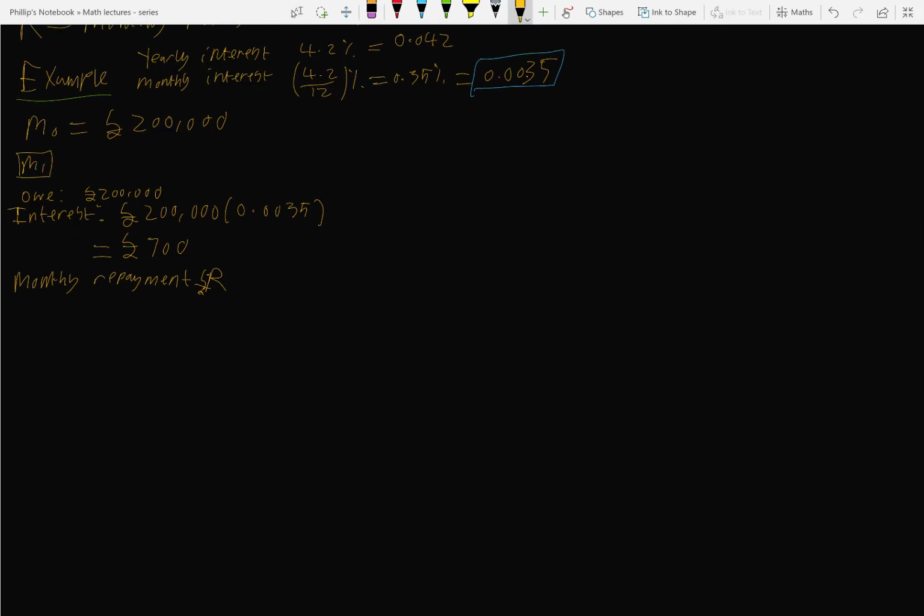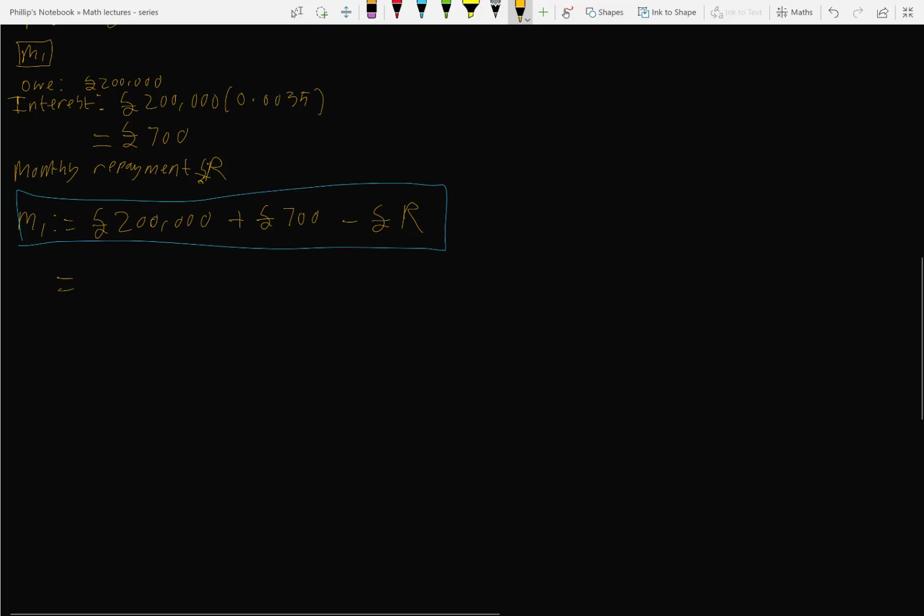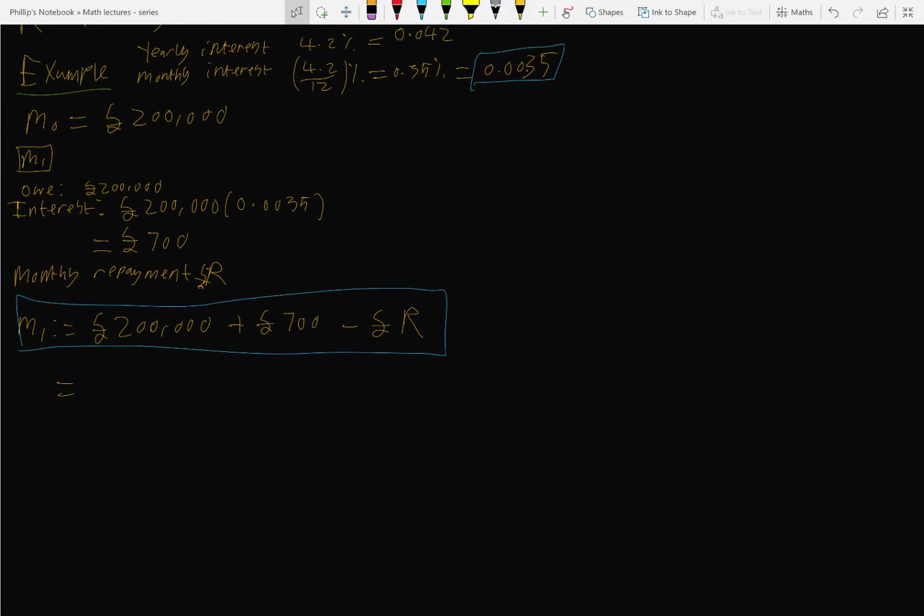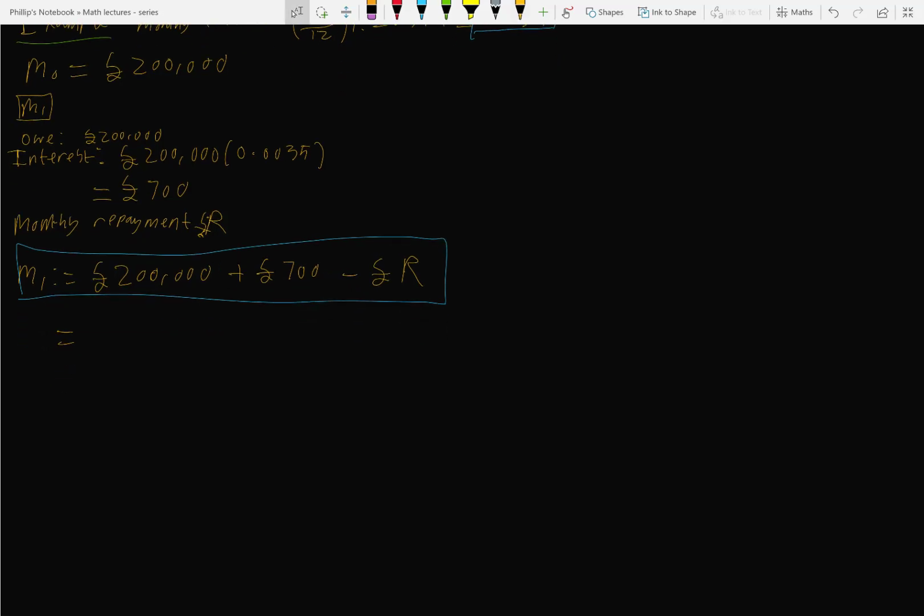What we're going to owe after 1 month is our £200,000 plus the interest, £700, minus the monthly repayment, which we don't know. Another way of writing this is as follows: £200,000 is just £200,000 times 1, and £700 is just £200,000 times 0.0035.